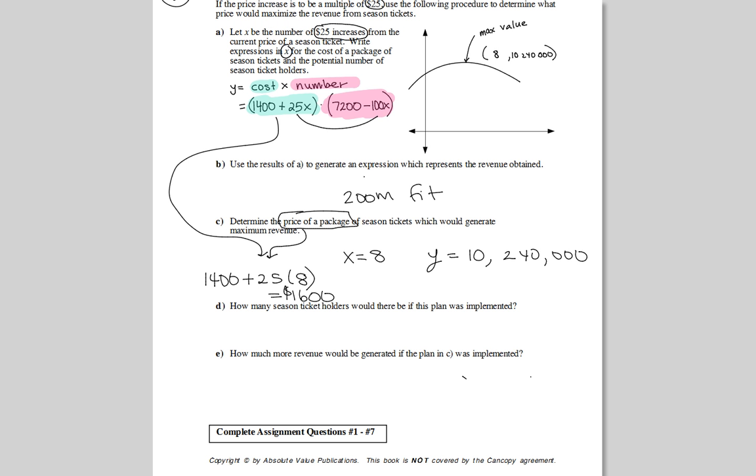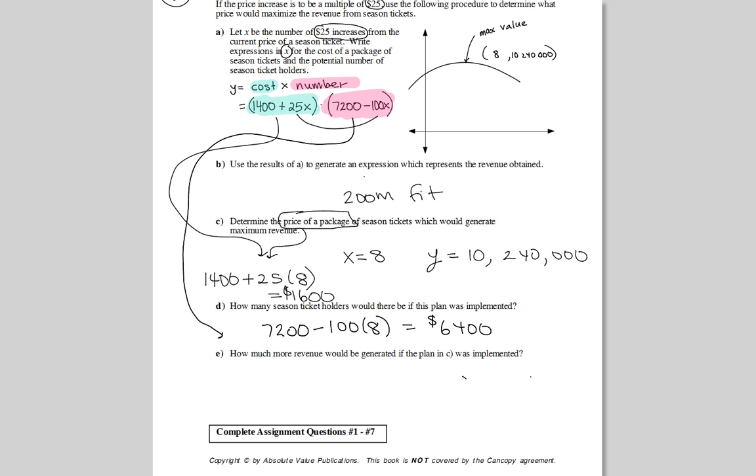Then it says, how many season ticket holders would there be if this plan was implemented? So that's the number of people going. It's the purple highlight. So 7,200 minus 100 times 8. So it's just 7,200 minus 800, which is 6,400.